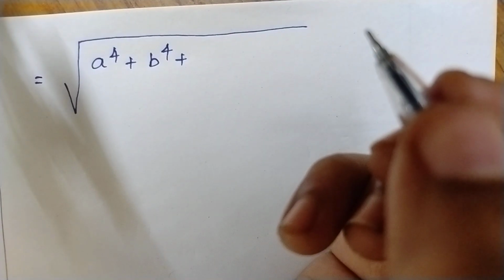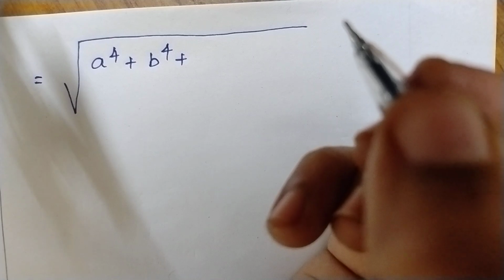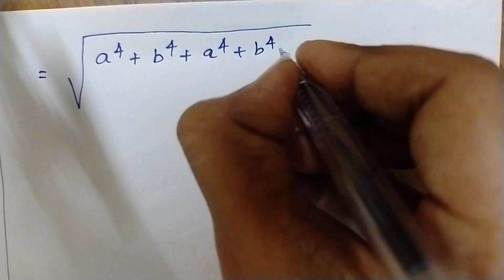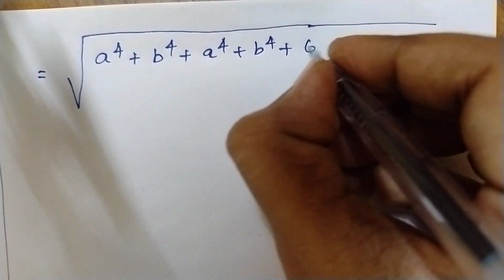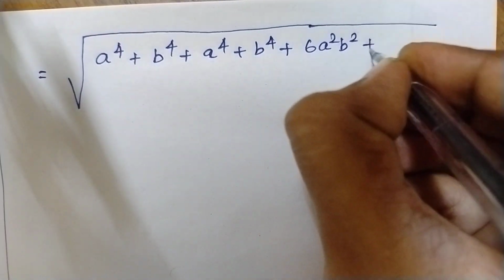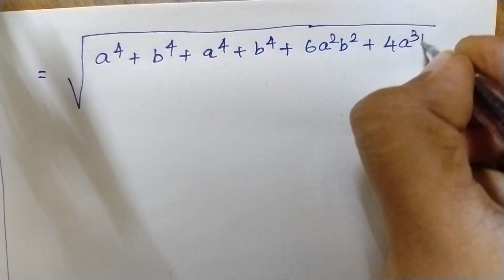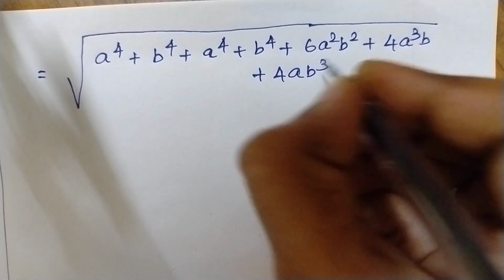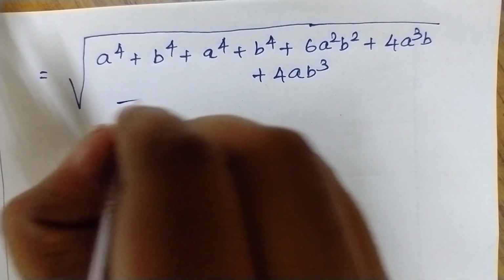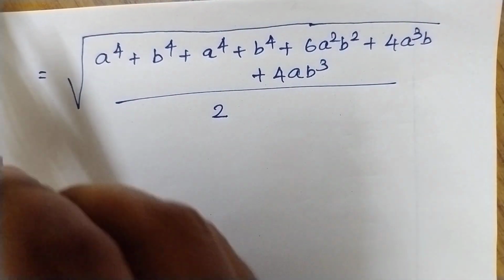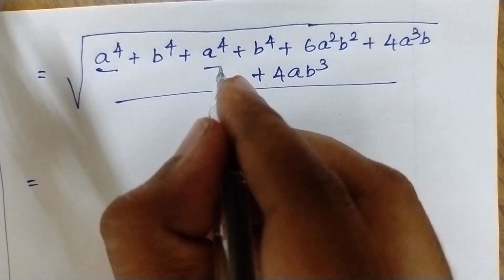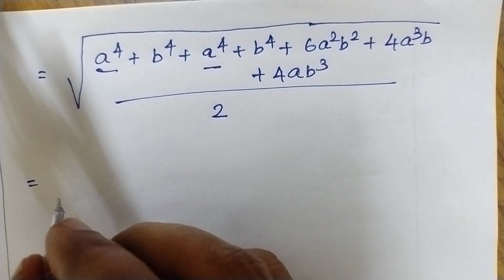a power 4, a plus b whole power 4, we found the answer, right? So just substituted the answer here: a power 4 plus b power 4 plus 6a square b square plus 4a cube b plus 4a b cube, divided by 2. So which is equal to, a power 4 has 2, so 1 plus 1, 2.